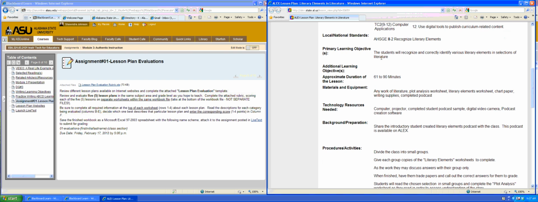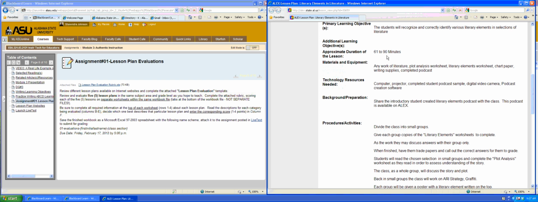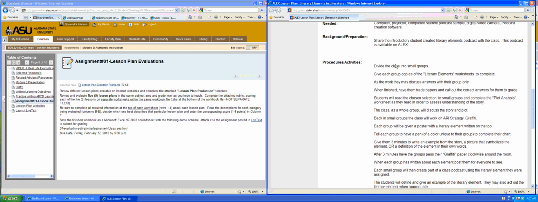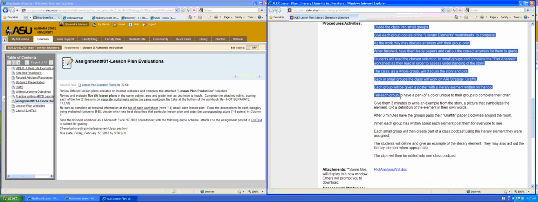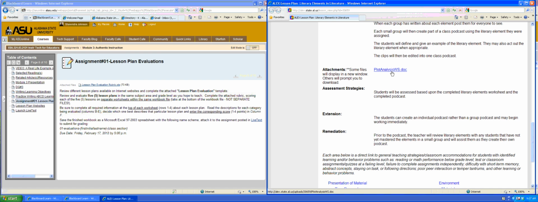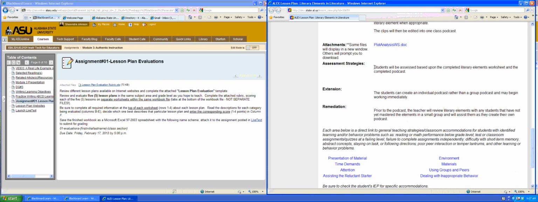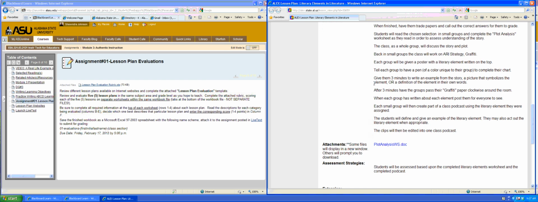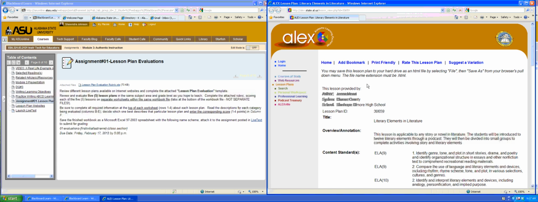national standards that may be addressed, the learning objective, the time frame, the materials, the resources needed, background needed, and then the detailed step-by-step procedures as to what needs to be done to complete the lesson, any provided resources that they give you, how the lesson plan is going to be assessed, extended, and modified for students who need remediation. Now, this is just on the ALEX website that gives you these particular details. As you visit other lesson plan sites, they will give you other details in different formats.